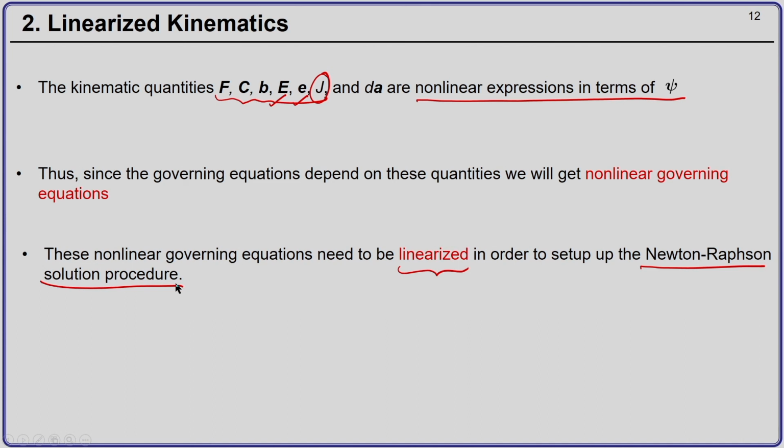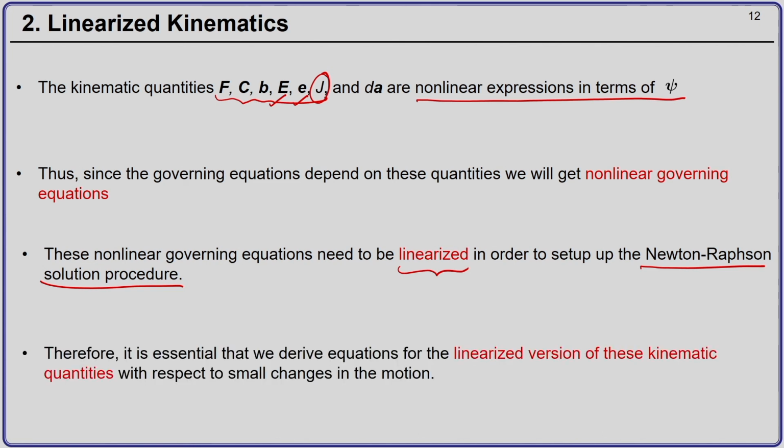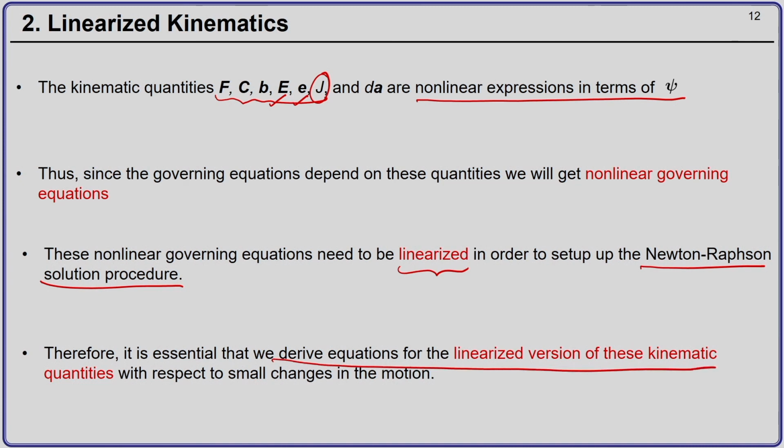So, there are nonlinear governing equations and then we have to linearize so that we can set up the Newton-Raphson solution procedure to solve for the unknown displacements. Okay. So, therefore, linearization of the governing equation means you have to do the linearization of the kinematic quantities like the deformation gradient tensor, the right Cauchy-Green tensor, left Cauchy-Green tensor and so on. Okay. So, you have to derive the linearized version of these kinematic quantities because of small changes in the motion.